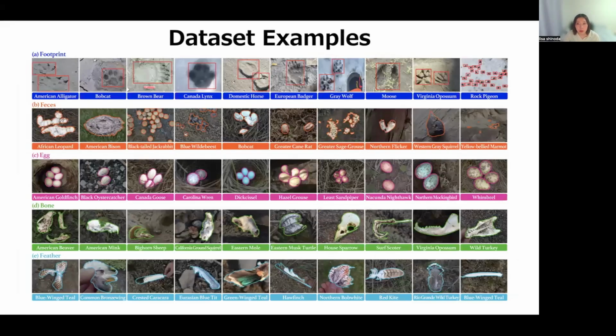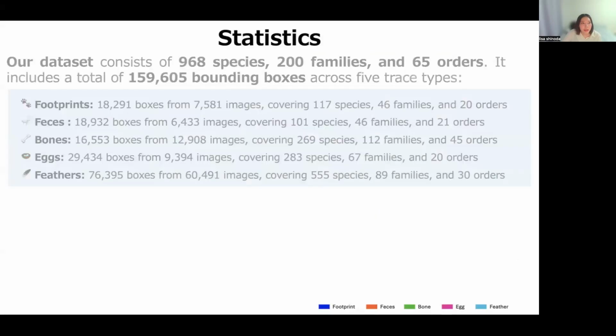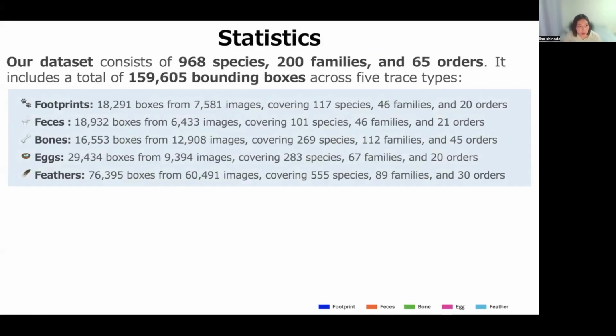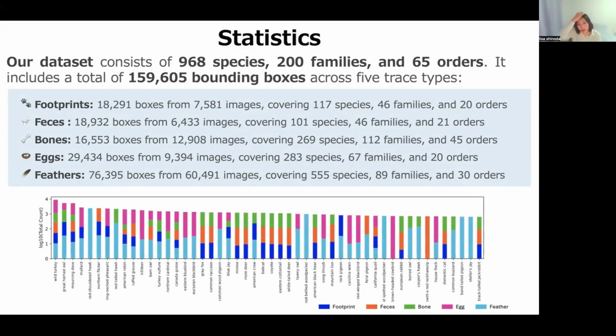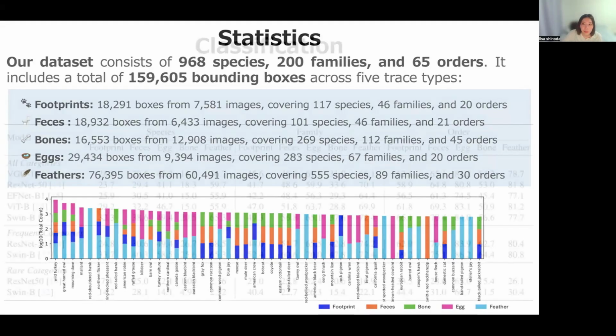This is an example of the final dataset. This is the statistics. Our dataset consists of 968 species, 200 families, and 68 orders. It includes a total of 159,000 bounding boxes across 5 trace types. This is the top 50 species distribution in our AnimalClue dataset, with the vertical axis representing the log frequency.